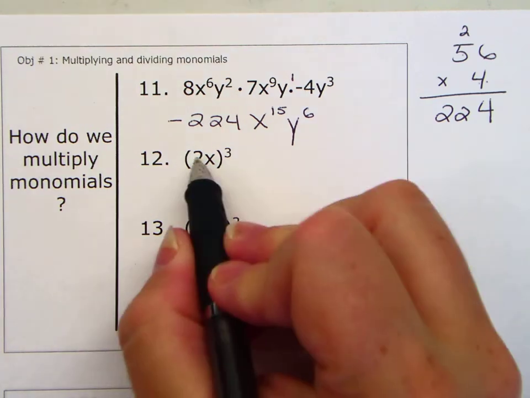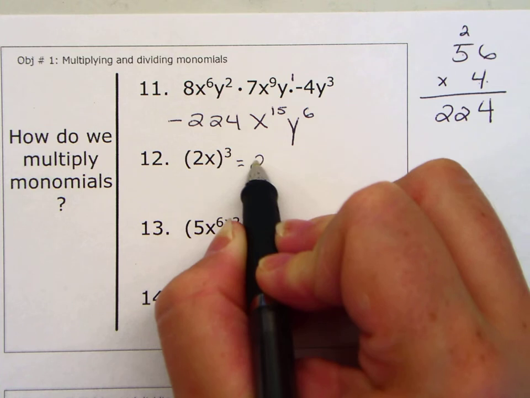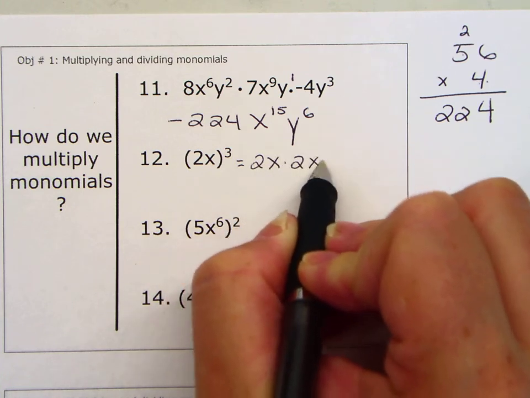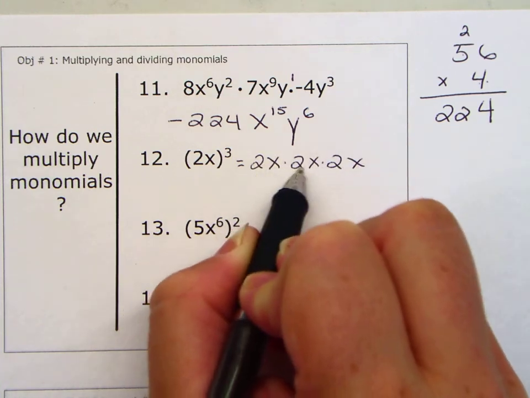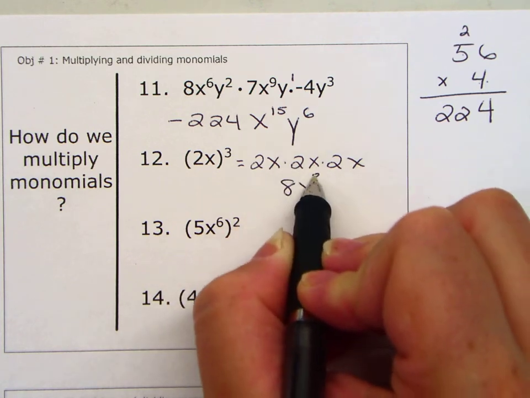Number 12, 2x all to the 3rd. So I'm going to write the inside 3 times. 1, 2, 3. 2 times 2 times 2 is 8. X, x, and x, there's 3 x's.